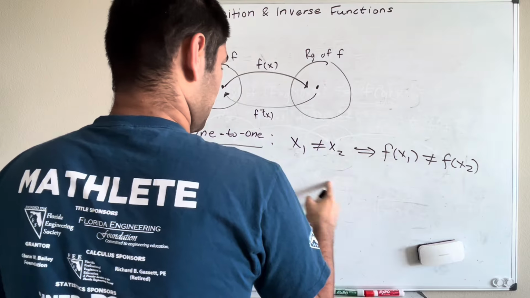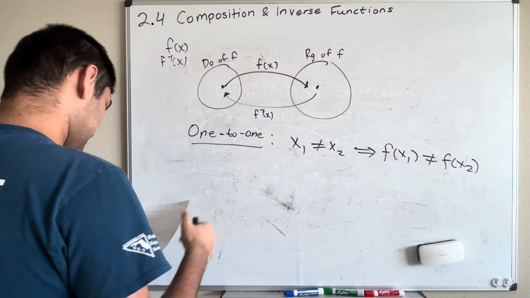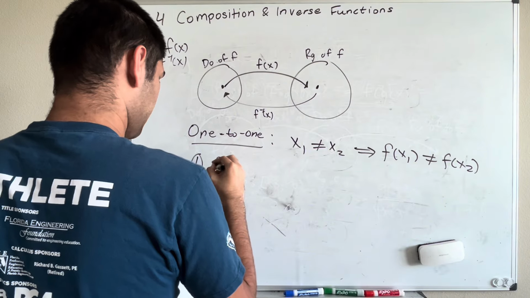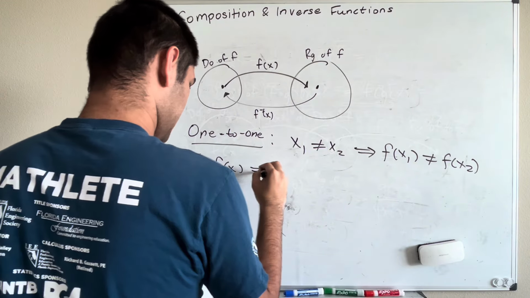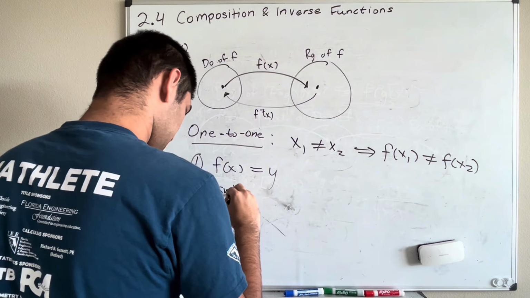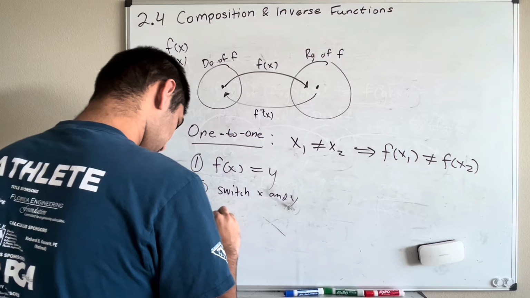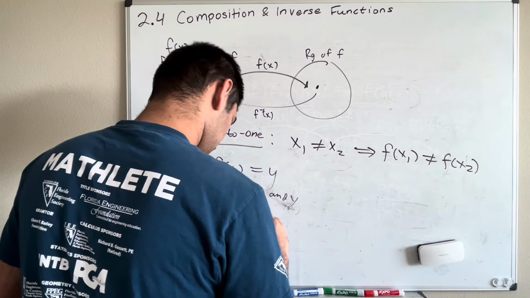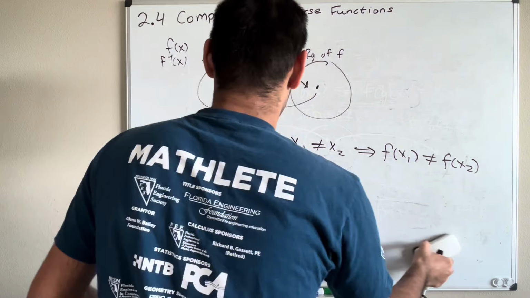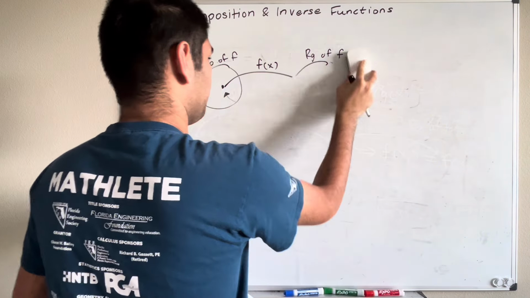Okay, so yeah, that's that. And then solving for inverse functions, the first step is you're going to have some function f of x, and you change f of x to y. And then you're going to switch x and y. And then third step, solve for y. So this is best explained by doing some examples. Let's just get into examples quickly.